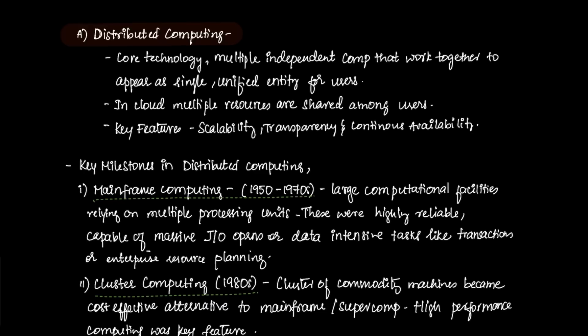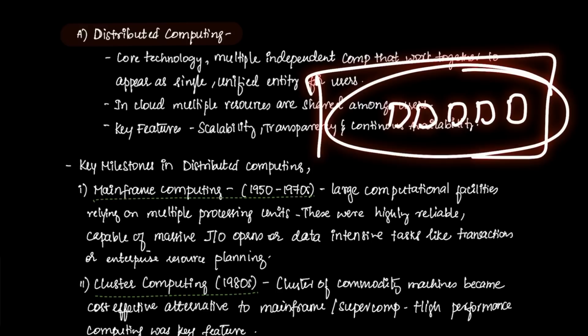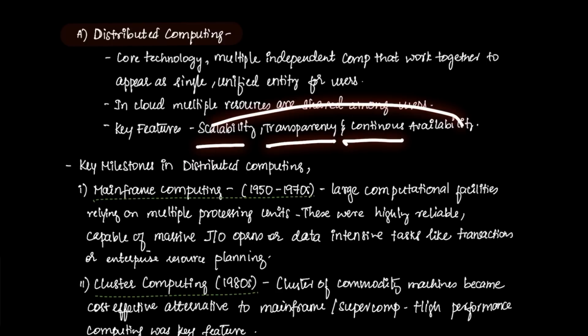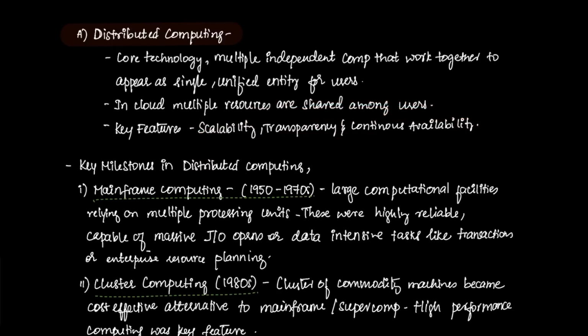A distributed system comprises multiple independent computers that work together as one particular system, so they are a unified entity to the users. This concept is crucial for cloud computing, where multiple resources like infrastructure, runtime environment, and services are shared among multiple users. Key features are scalability, transparency, and continuous availability. All these are the fundamental aspects of cloud computing, right?